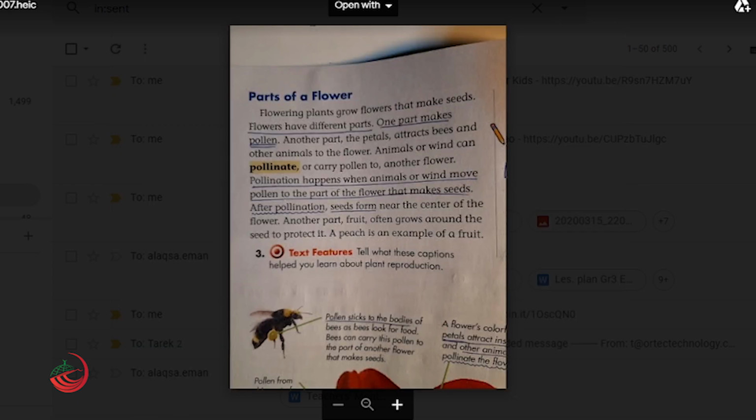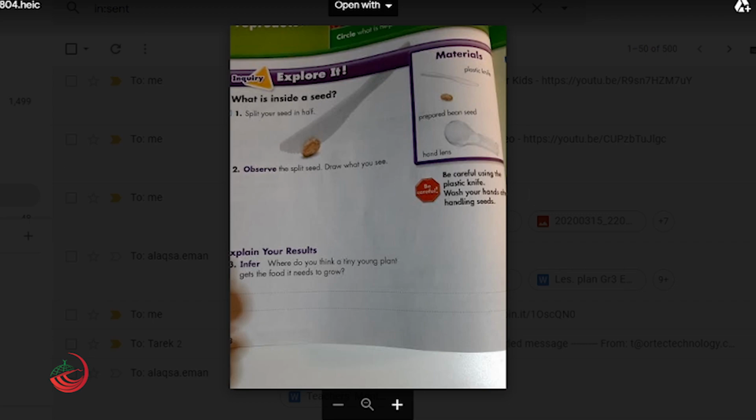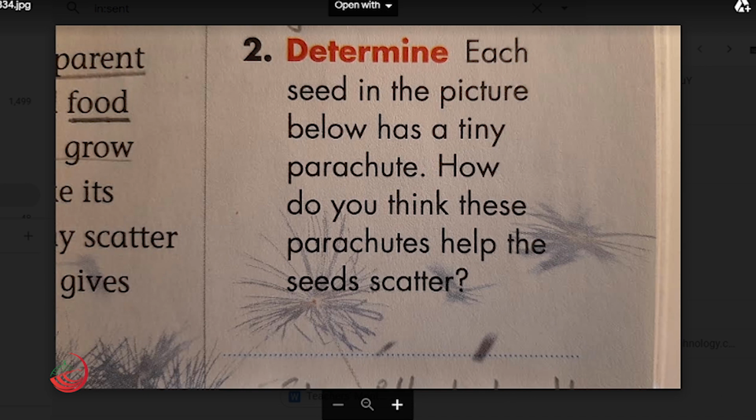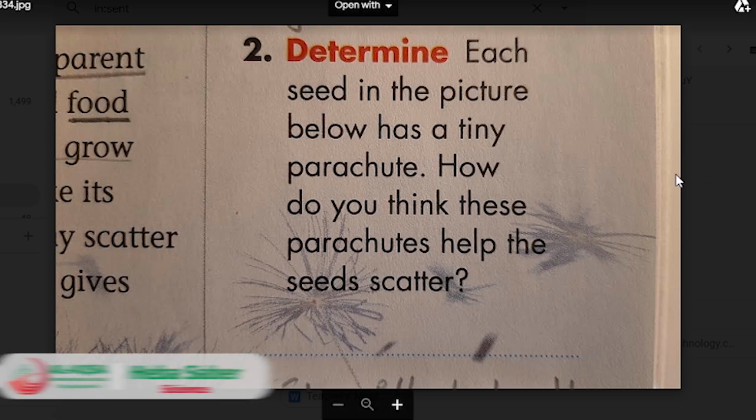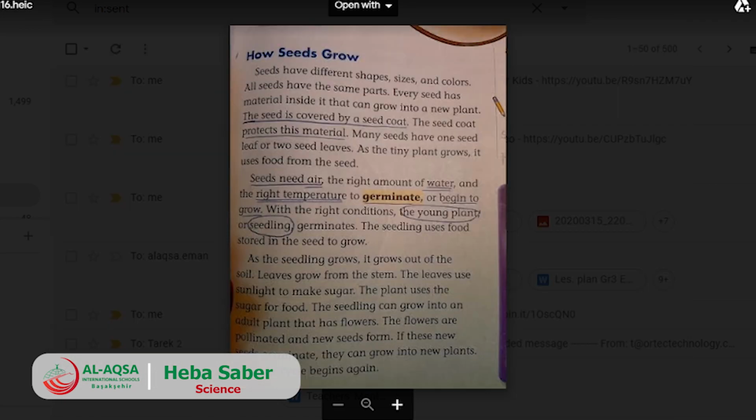Next, we have another question. Yes, here it is. Determine. Each seed in the picture below has a tiny parachute. How do you think these parachutes help the seeds scatter? Look at the parachute. Yes, it will help the seed fly away from the parent plant. Or I may say, they will help the wind blow the seeds away. Okay, so those are the answers for number 1 and number 2.